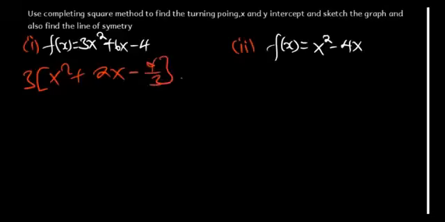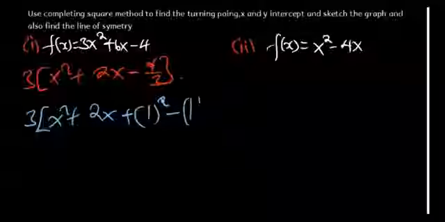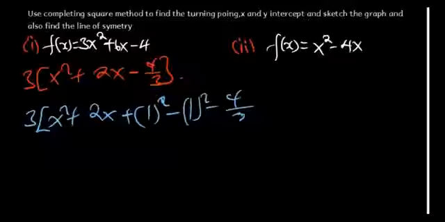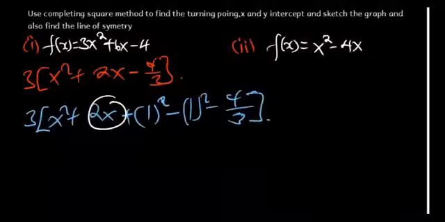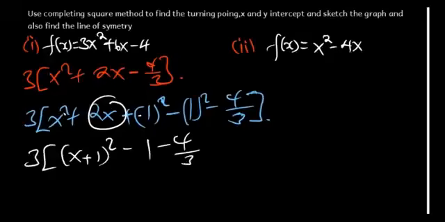Now from here, what else do we have? We need to first find the half of this part here. So we're going to have 2x, half of this is 1, so we say plus 1, now we square it. The same thing is going to be minus 1, squared again, minus 4 over 3. Now I know that I'm supposed to ignore this and get this part and this part only. So I'm going to have 3 times (x plus 1) squared, minus 1 squared, which is 1, minus 4 over 3. This is what we have.